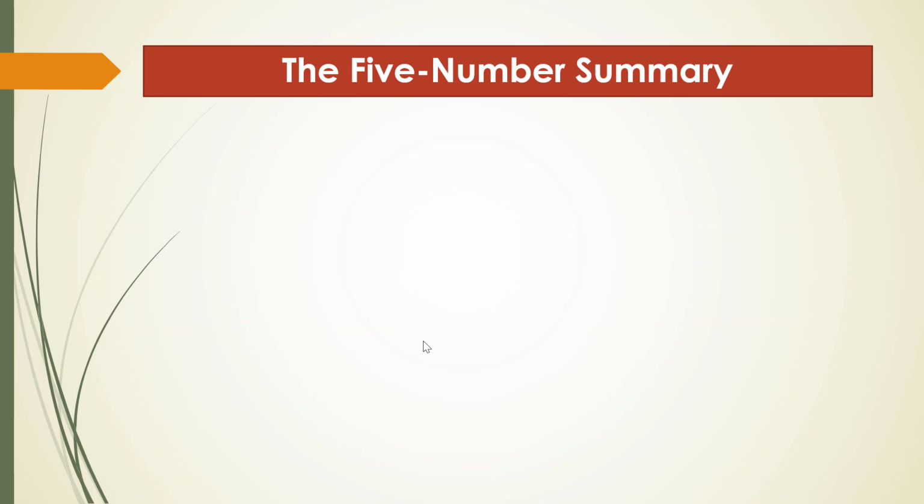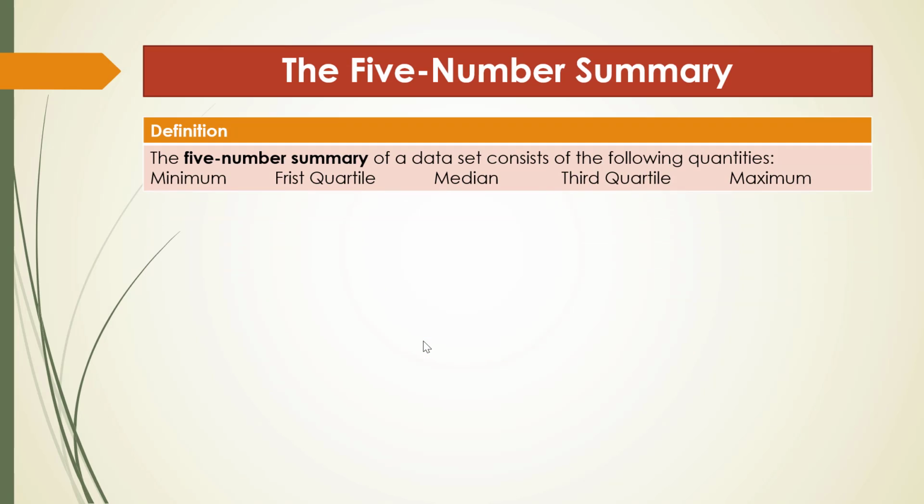Next, the 5-number summary. Definition: the 5-number summary of a dataset consists of the following quantities: minimum, first quartile, median, third quartile, and maximum.